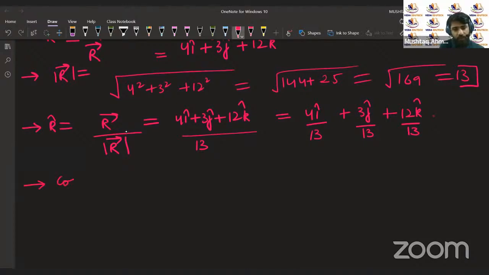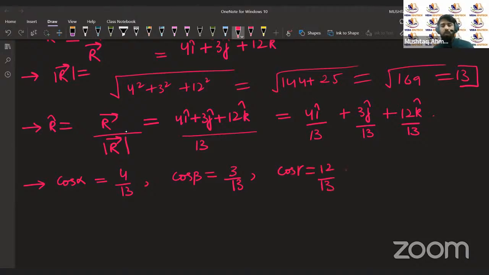Let's suppose that cos of alpha is... We have to calculate cos of alpha, so it will be ax upon mod of a. Ax is 4 upon 30, or cos of beta, that's going to be 3 upon 30, and cos of gamma, that's going to be 12 upon 30. So these are the direction cosines of resultant vector r.